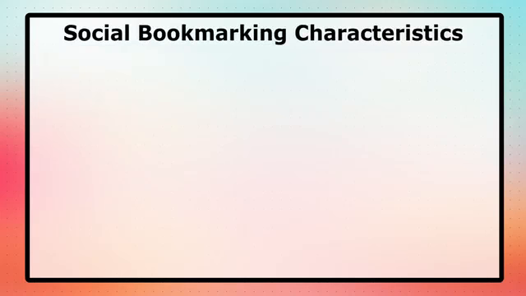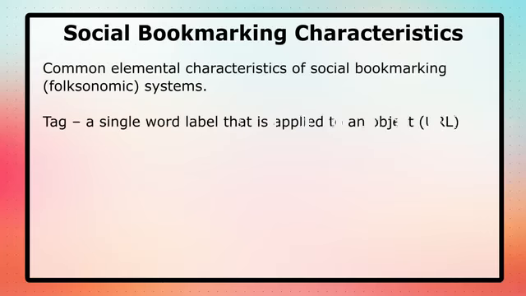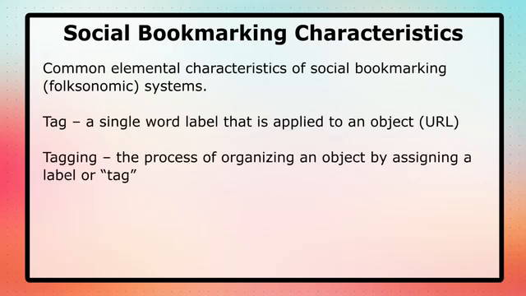Social bookmarking characteristics. Common elemental characteristics of social bookmarking or taxonomic systems are, number one, tag: a single word label that is applied to an object or URL. Tagging. Tag and tagging are different. Tag means a single word, and tagging is the process of assigning that word, or the process of organizing an object by assigning a label or tag. A tag is assigned for a process that is tagging.